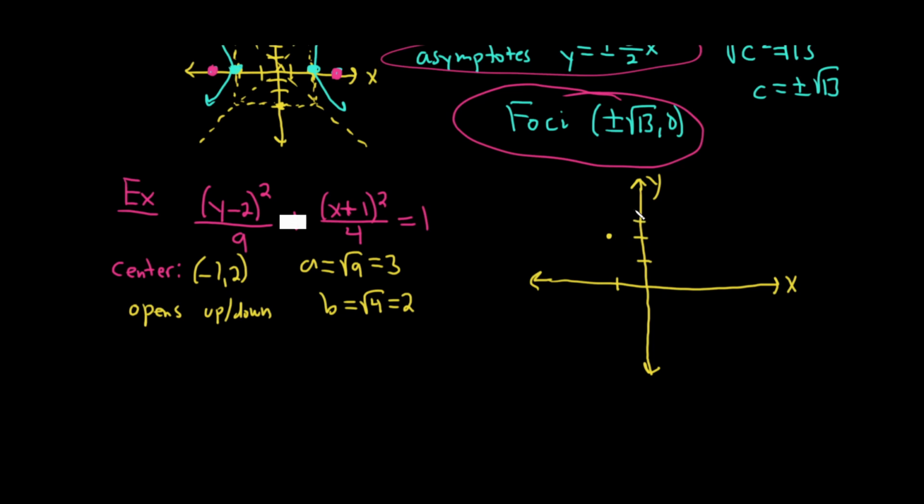So 1, 2, 3. Not really drawn to scale here, because I'm running out of room. Then 1, 2, 3, so up and down by 3. And then left and right by 2, so 1, 2, 1, 2. Right? And then we connect the dots. If you remember the name of this, it's called the fundamental rectangle.